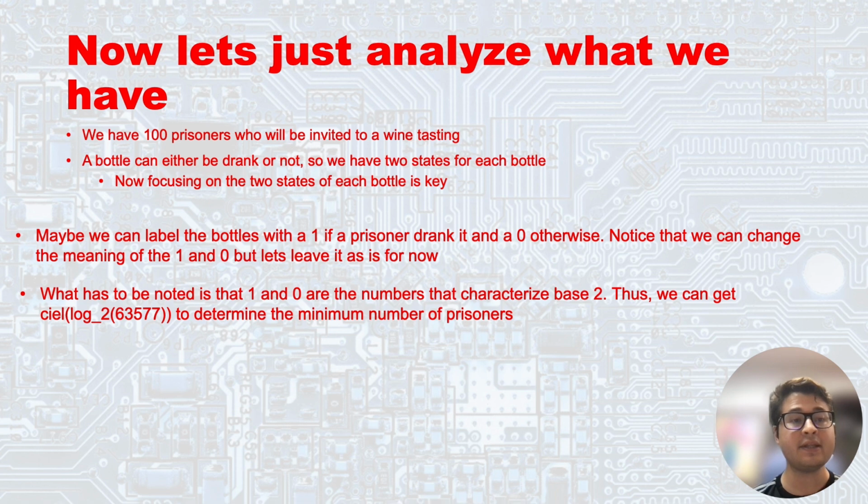Thus, we can get the ceiling of the log 2 of 63,577 to determine the minimum number of prisoners that we need, okay? And you're gonna see that this is the minimum because there's only 2 things we can do with these bottles. For instance, if nobody's gonna drink these bottles, then we don't care because we only have 1 state. We can just send them. It's like, oh, nobody's gonna drink them if we just say that every bottle has cyanide. But who would want to buy a bottle that has cyanide, okay? You want to drink your wine, you know.